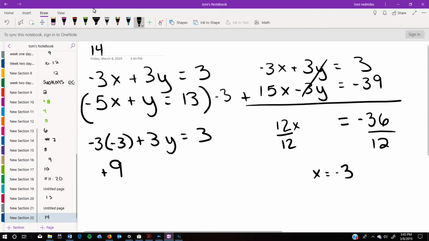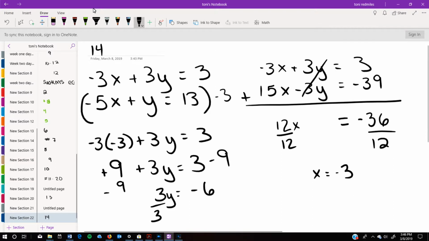So a negative 3 times a negative 3 is going to give me the positive 9 that I need. I'm going to move this 9 to the other side, which is going to make it negative. That way I can get this y by itself. And to further get the y by itself, I need to divide by that 3 that is being multiplied to it. That's going to give me a negative 2. So my coordinate point for this one is negative 3, negative 2.